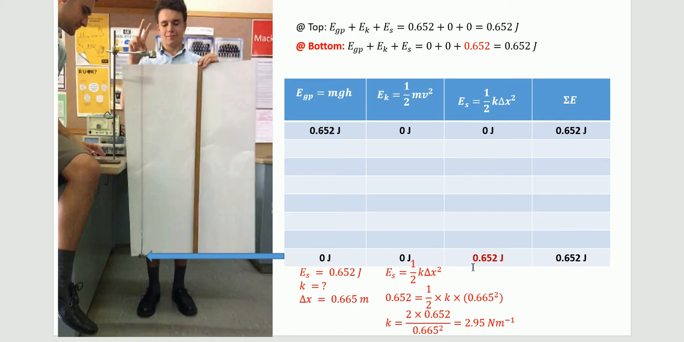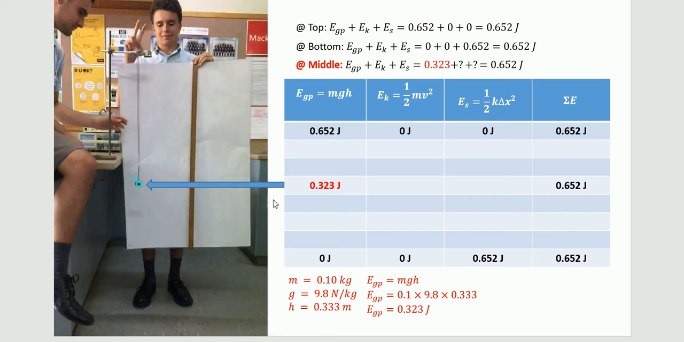Okay. From that information, we can also calculate what the spring constant of the spring is. We know at the bottom the strain potential energy is equal to 0.652 joules. k is the unknown, the spring constant, and delta x we know to be 0.665. It's stretched down to 0.665 meters or 66.5 centimeters. Using the equation, strain potential energy is equal to half k delta x squared, we can transpose and find that this spring has a spring constant of only 2.95 newtons per meter. This is a side calculation that you could be asked when you're looking at the extreme stretch at the bottom.